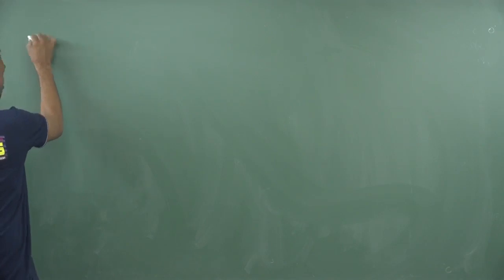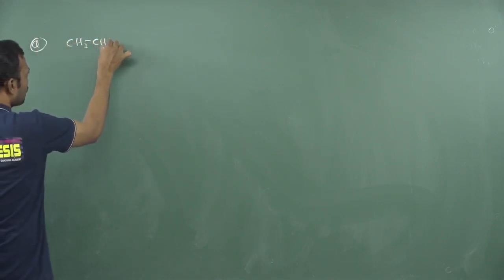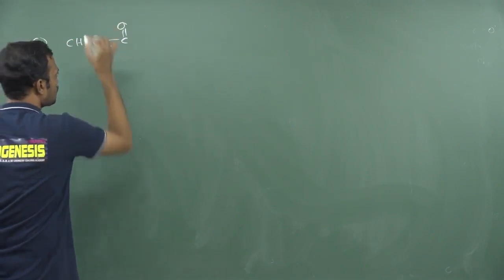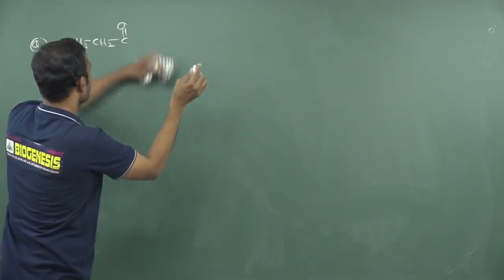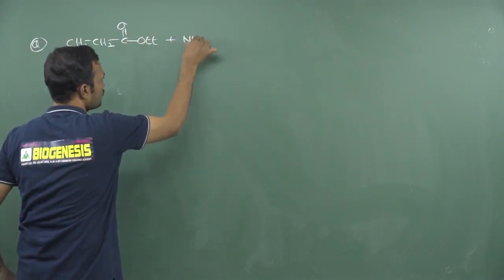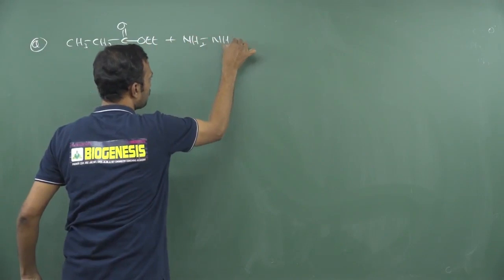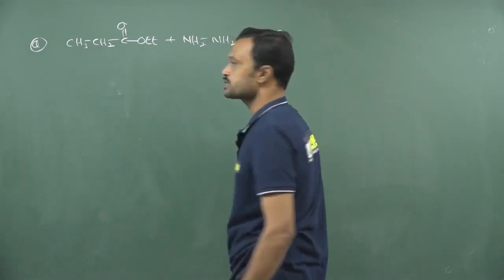Now go through this question. See, here I am writing an ethyl carbon attached to a carbonyl. Now here it is connected to an ester. Now it is reacting with hydrazine, N2H4. So your molecule is A.